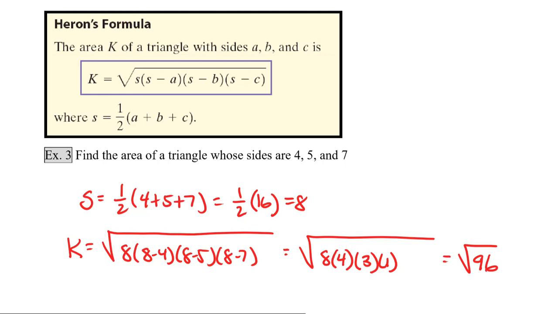Now since 96 is 16 times 6, this simplifies to 4 times the square root of 6 units squared.